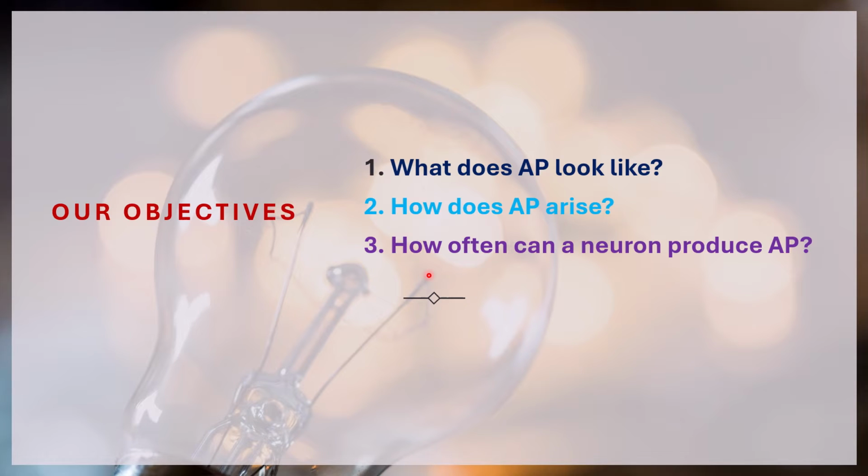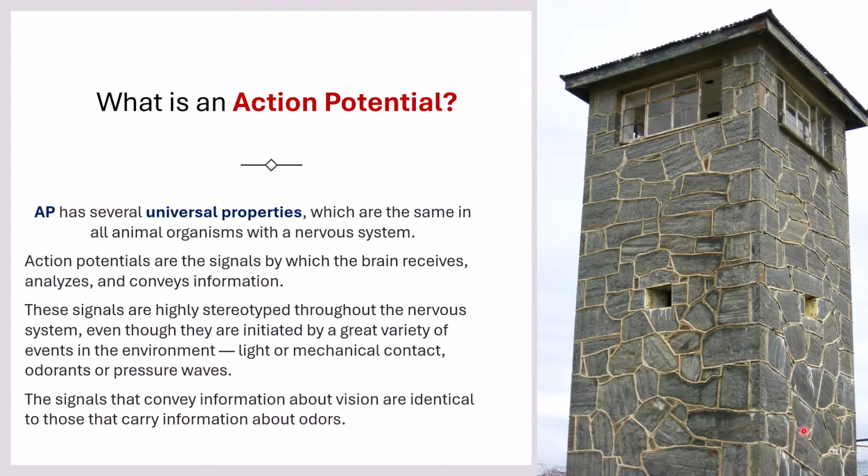And also we will see how often a neuron can produce an action potential. Can neurons keep firing over and over, or how fast can they go? So my goal for today is to be able to identify, explain, and illustrate how action potentials work. At least I will try.